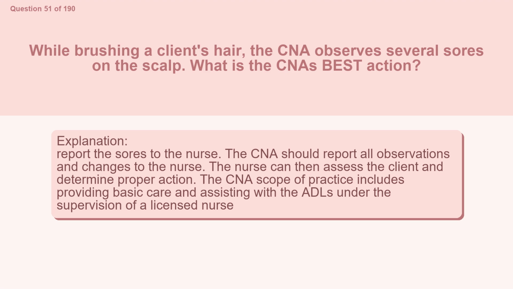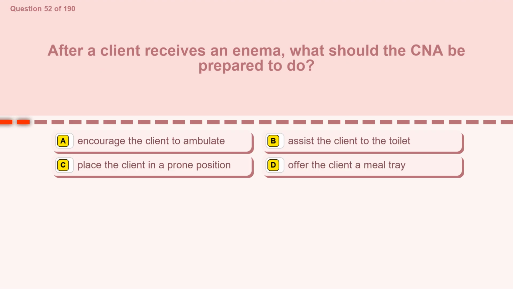nurse. Question 52. After a client receives an enema, what should the CNA be prepared to do? Option A, encourage the client to ambulate. Option B, assist the client to the toilet. Option C, place the client in a prone position. Option D, offer the client a meal tray.